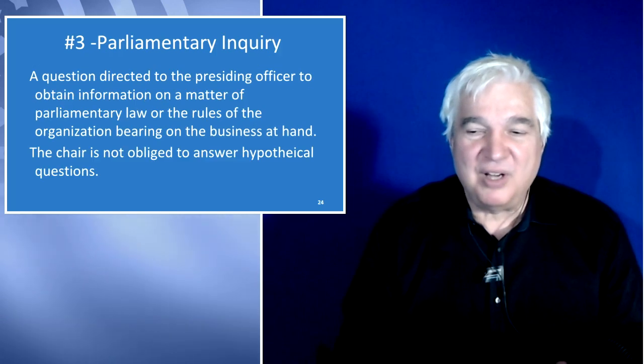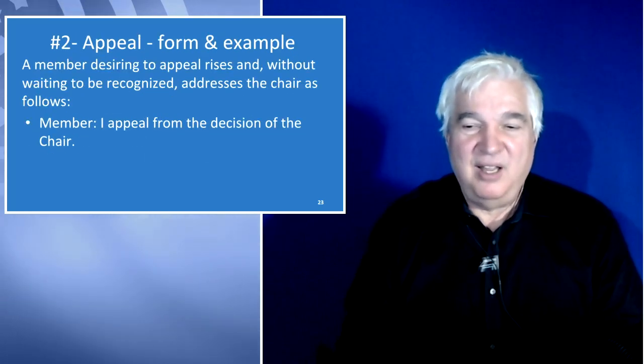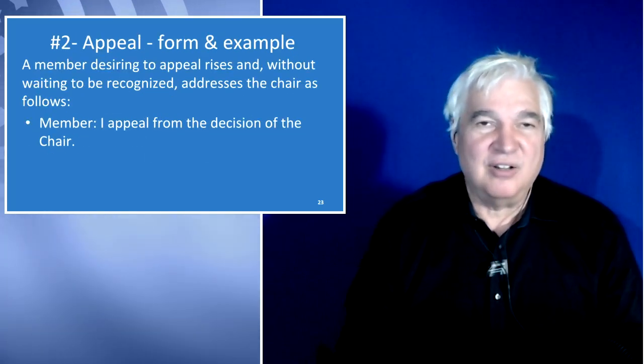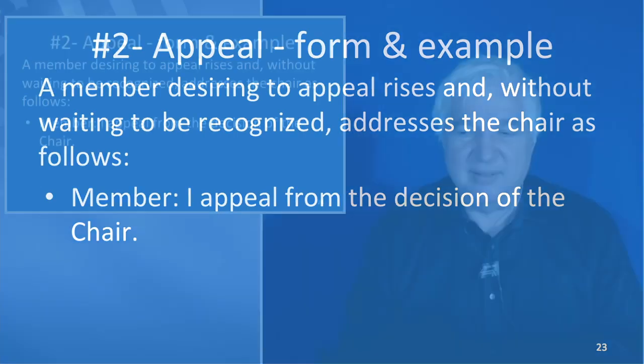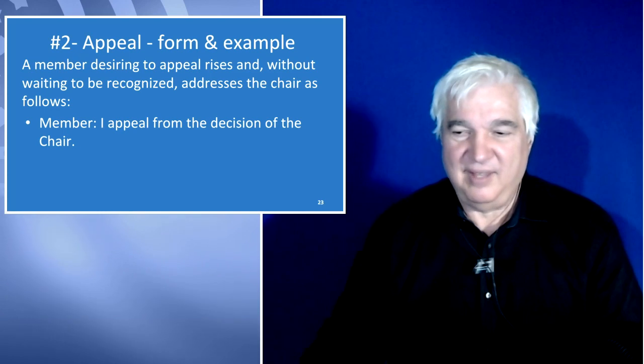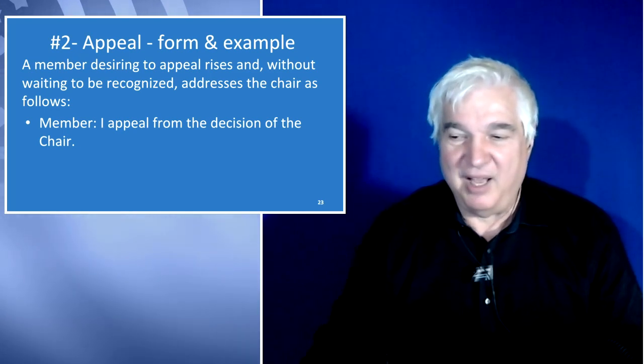So the way it works is the member, without waiting to be recognized, stands up, looks at the chair, and says, I appeal from the decision of the chair. And it should be on what the chair just ruled on, so it should be clear what it's about. Any questions on that one? Nope. As I said, high drama.